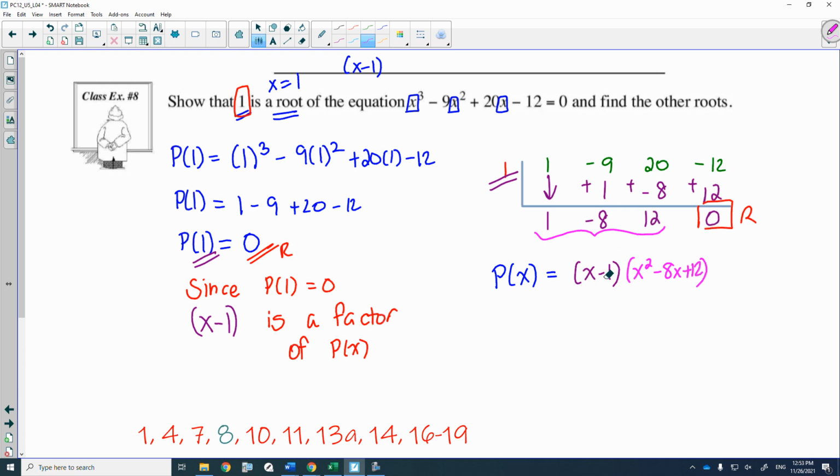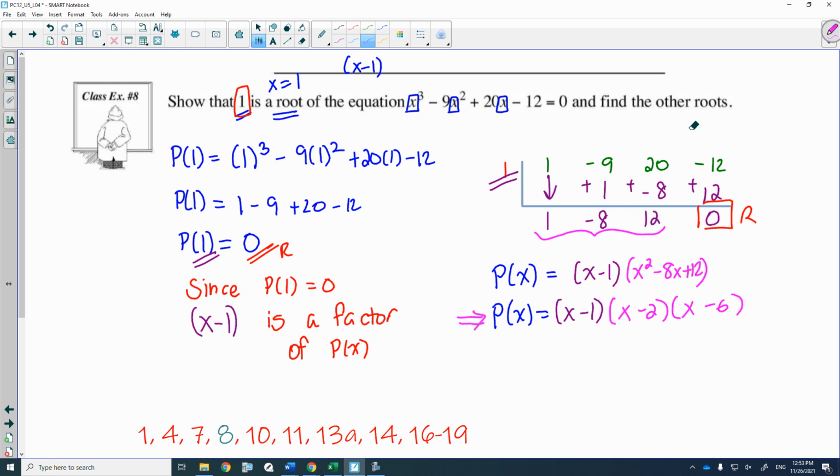We have one of the factors. You could now factor this because it's a quadratic. You learned how to factor quadratics in 10C. What gives you a product of 12 and a sum of negative 8? So P of x is equal to x minus 1, and then if you factor that quadratic, the two numbers that multiply to 12 and sum to negative 8 are negative 2 and negative 6. This would be your answer if the question said completely factor the polynomial. This is in completely factored form.